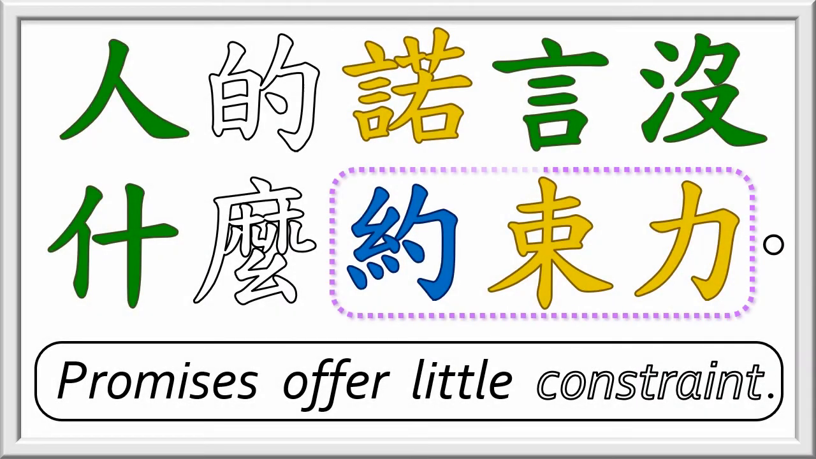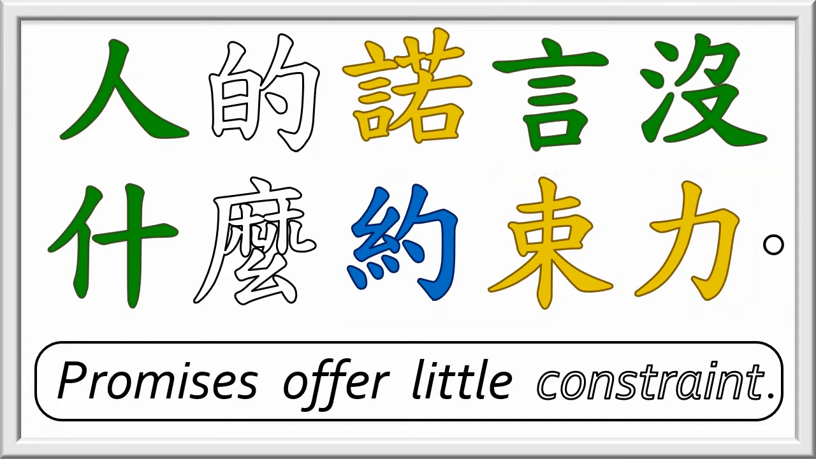人的诺言没什么约束力. Promises have little constraining effect on the people who make them. From appointments and restrictions, the character 约 is extended to include estimations and probabilities, which are also a restriction of sorts, a limit which the speaker decides. It's found in the phrase 大约, meaning about, approximately, or probably.